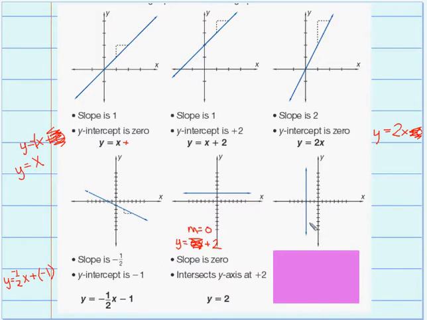Now, your vertical line, you should know that m, or your slope, is undefined. Okay, so there is no y-intercept. This one's tricky. You cannot use slope-intercept form.